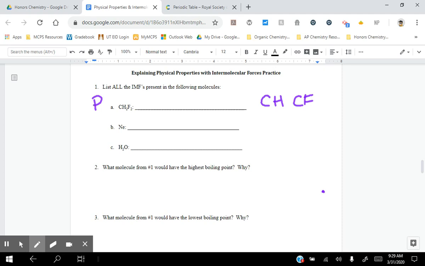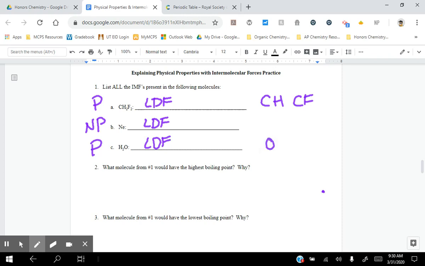When I'm looking at neon, Ne, that is a single atom. It's not bonded to anything. You can treat single atoms like nonpolar molecules. And then when we look at water, we know water has polar bonds. It will also be polar. Every single molecule is going to experience London dispersion forces. And then we just have to go through the breakdown.